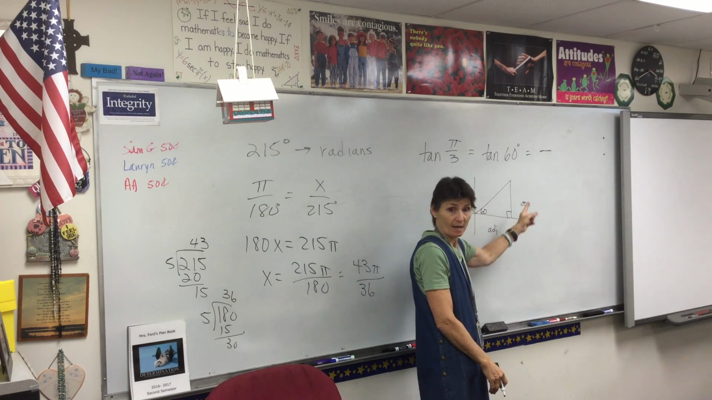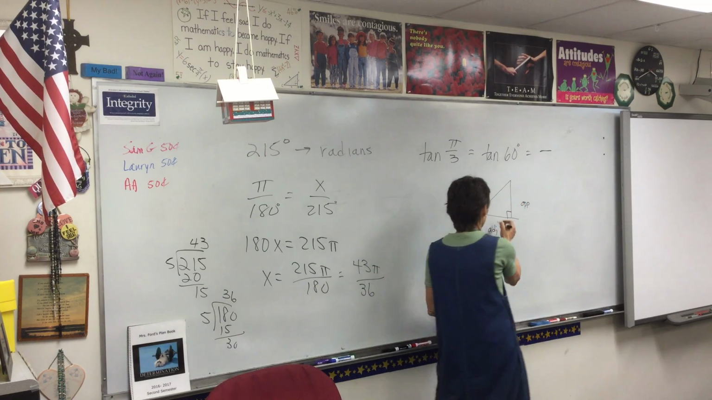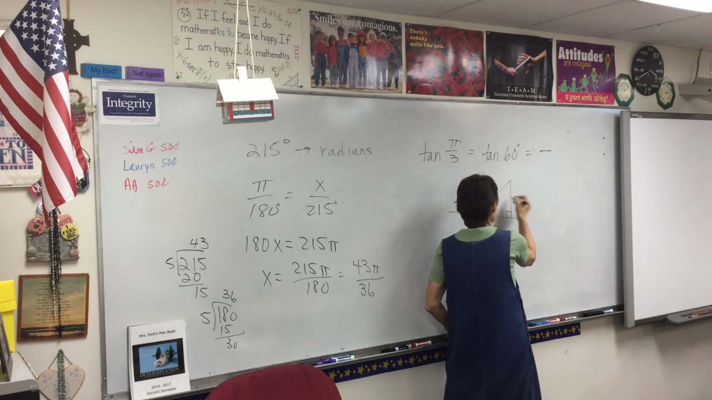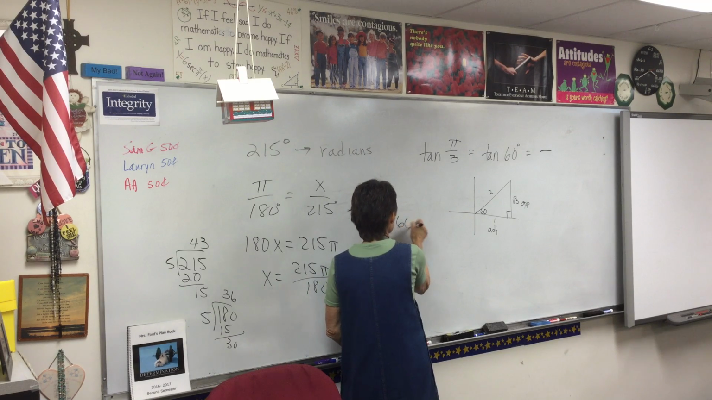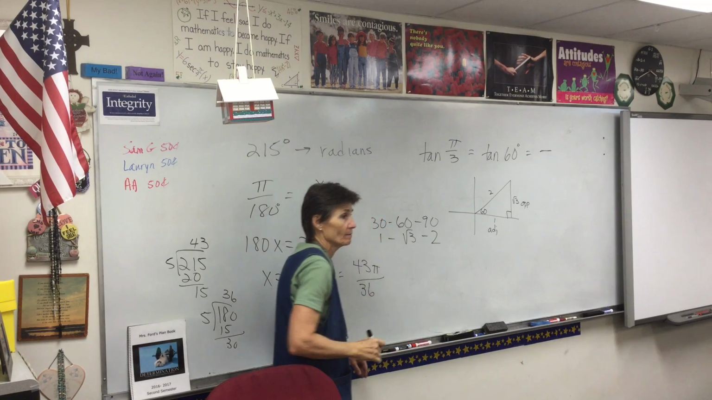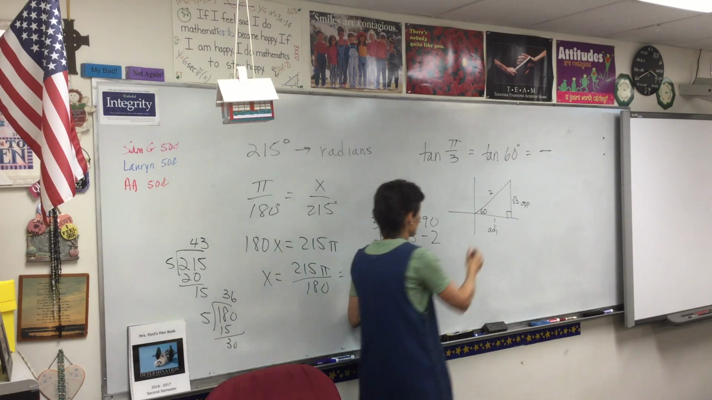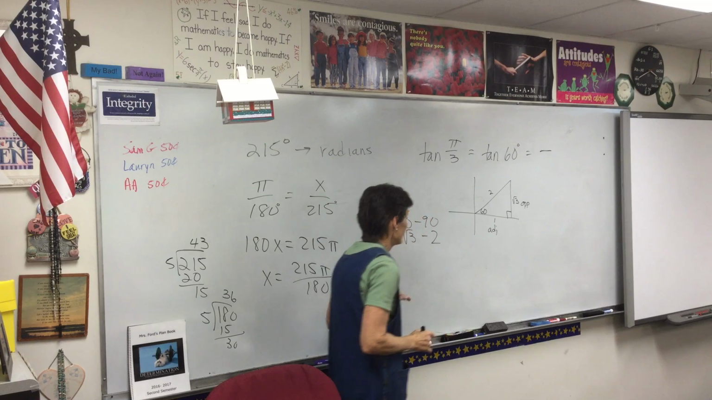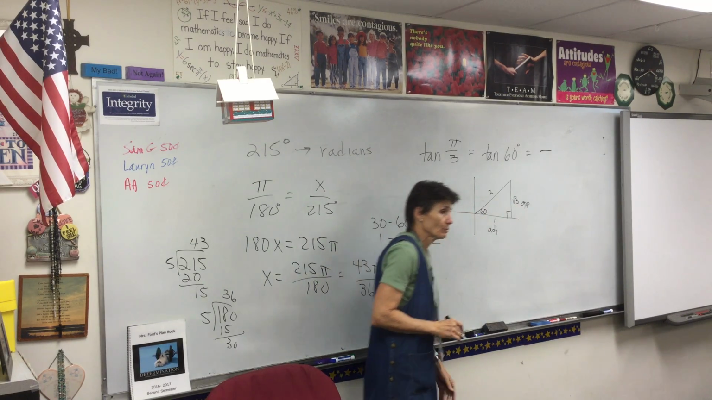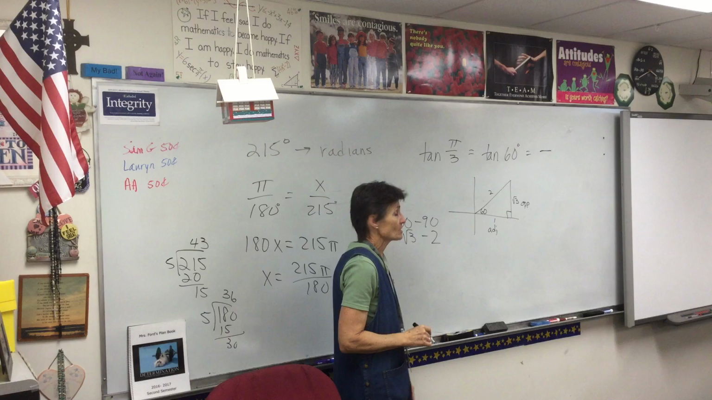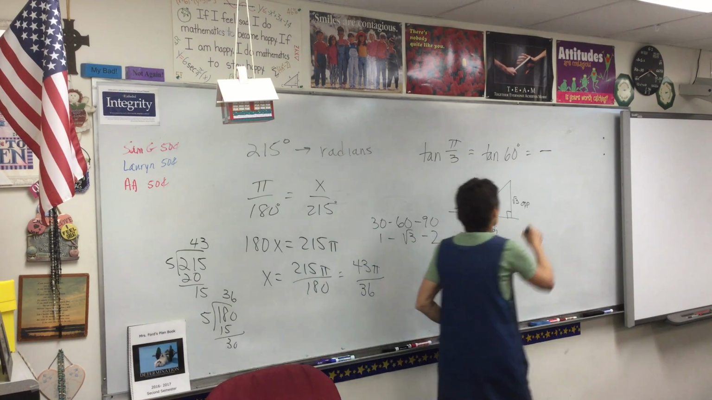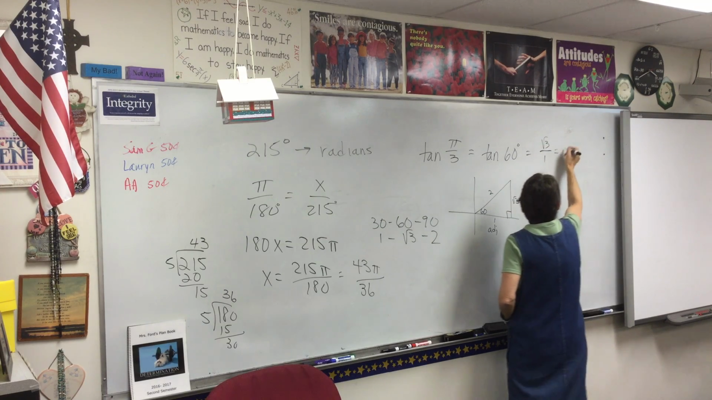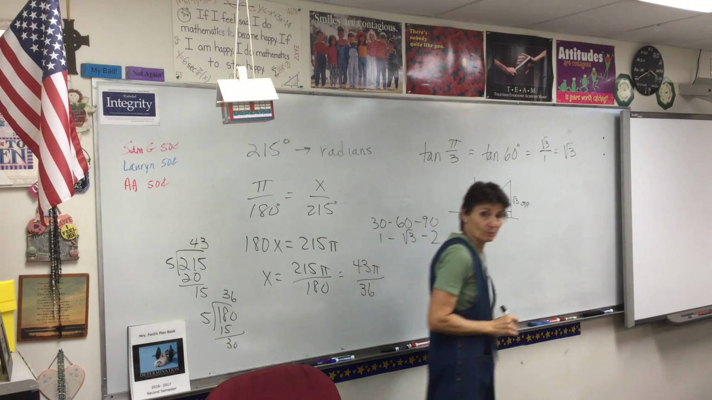Well, it's a 30, 60, 90, right? So 1 goes here, root 3 goes here, and 2 goes here. How do I know 30, 60, 90, 1, root 3, 2? That's how I know. Across from the 30 goes the 1. Across from the 60 goes the root 3. So what's my answer? Opposite over adjacent, root 3 over 1, have a fraction of, which I'm just going to write as root 3.